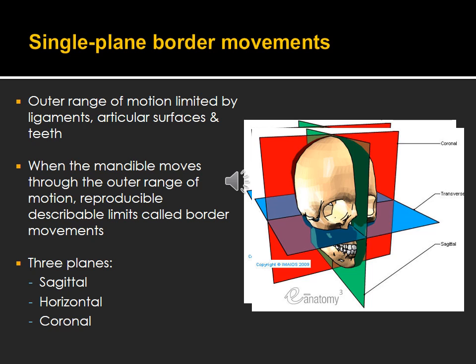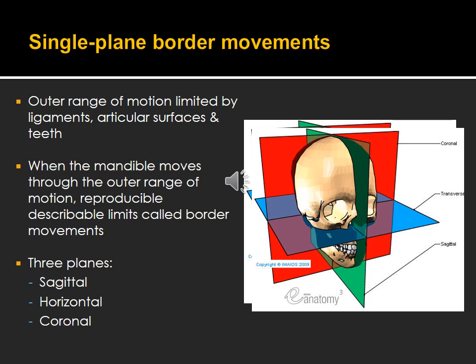In this slide, we will see the different types of border movements. First, what do we mean by border movements? Border movements are the maximum movement. It is the outermost external border of the movement of the mandible, the maximum that it can reach to the right, the maximum it can reach to the left. And if we draw lines in different planes, this will give us the border movement of the mandible in this plane. So it is the maximum movement.